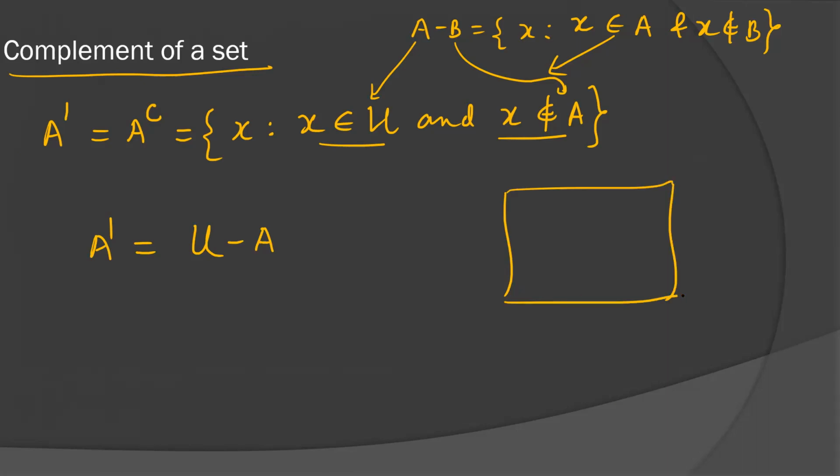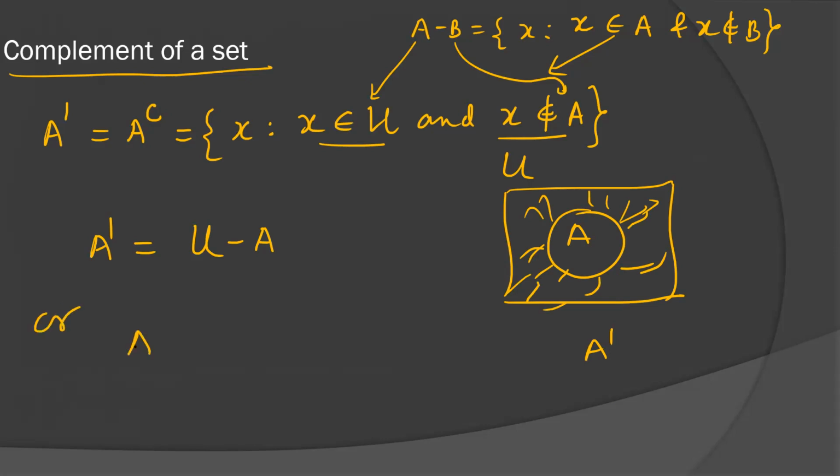So A complement is nothing else but universal set minus A. If you draw the universal set, and this is your set A, then the outside region of A will be the A complement. Or you can write A union A complement is nothing else but the universal set. If you take the double complement, the complement of the complement, you will get the set itself. So this is the definition of the complement of a set.